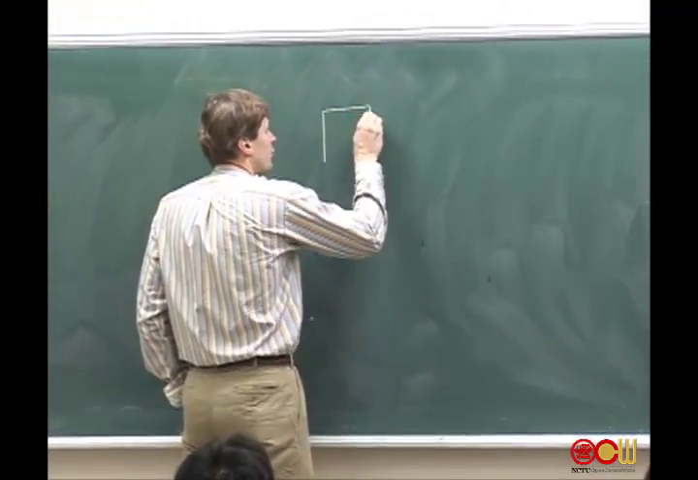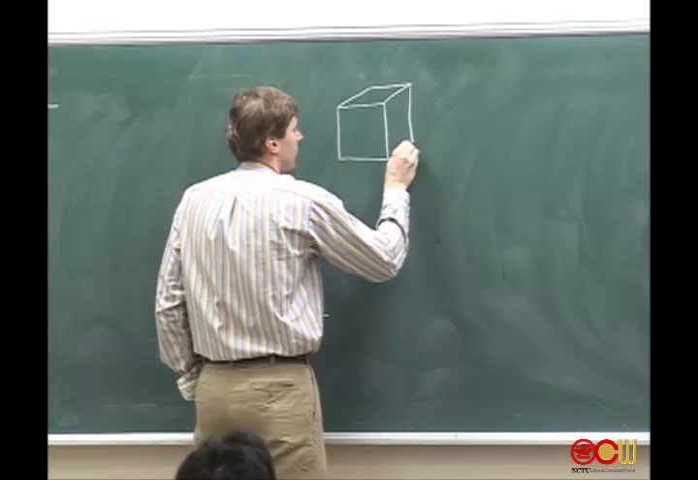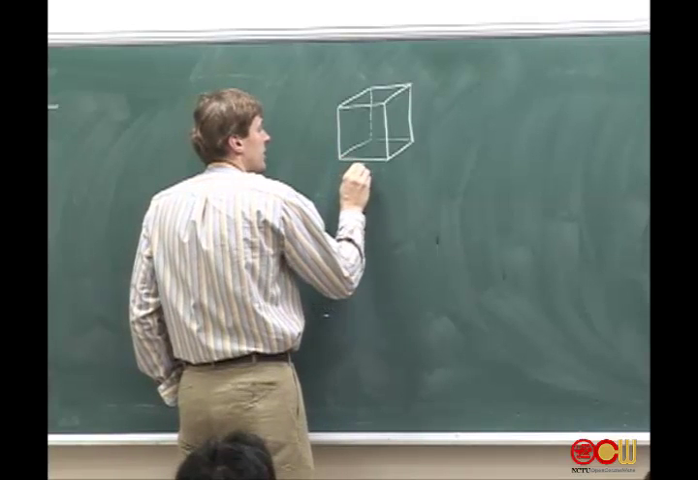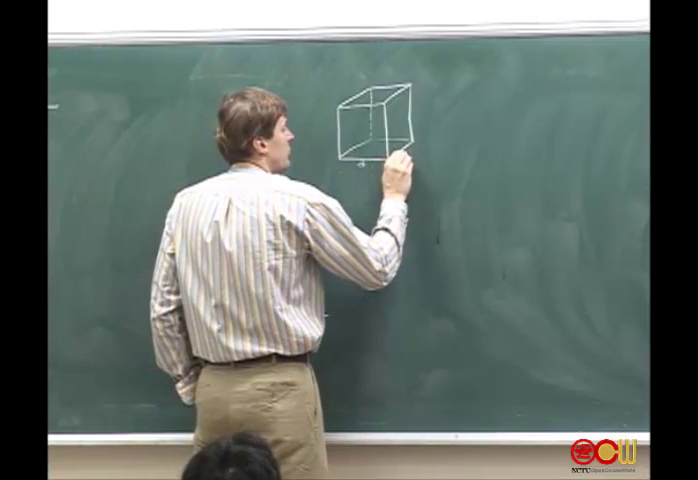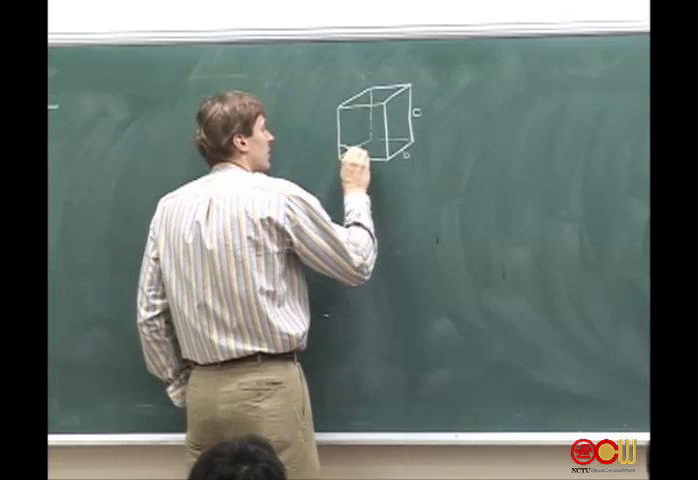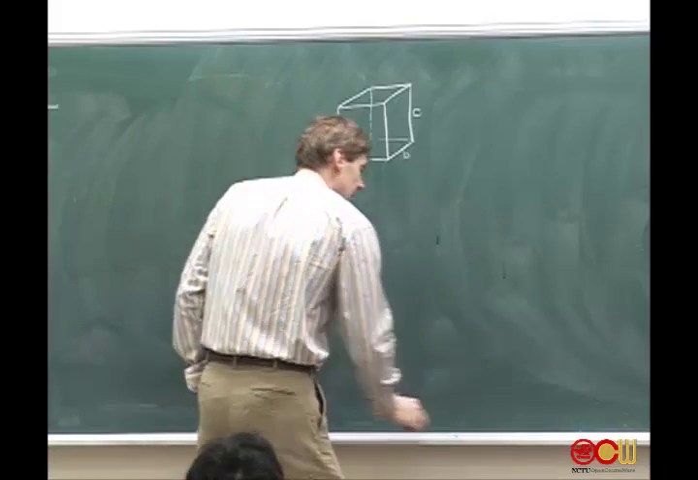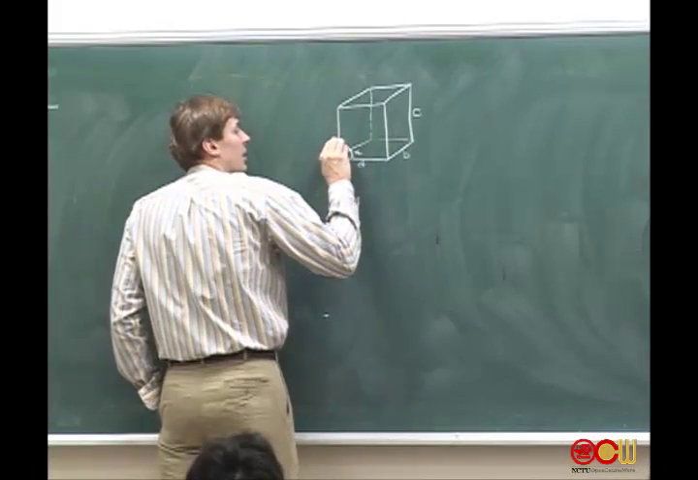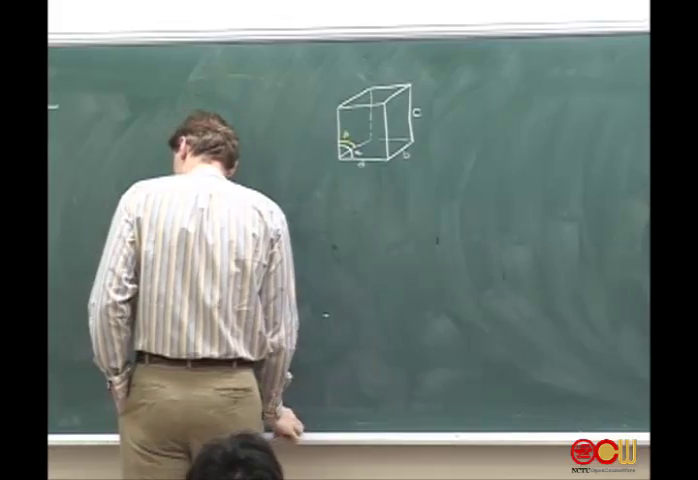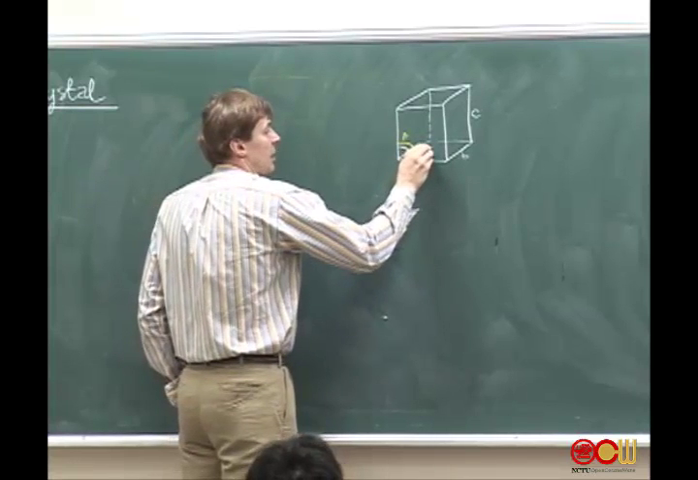First, I have to think about the shape of this cell. So I have here some distance A, that would be distance B, and this would be distance C. Let's call this angle alpha, this angle beta, and this angle gamma.